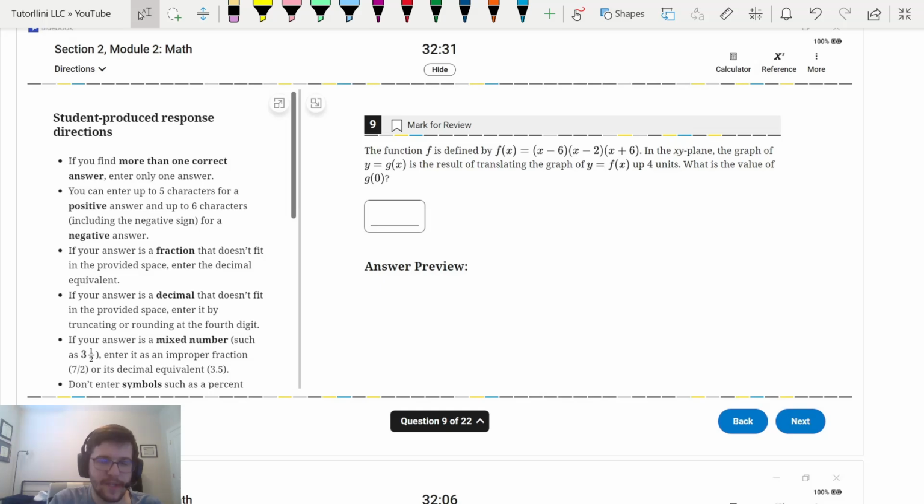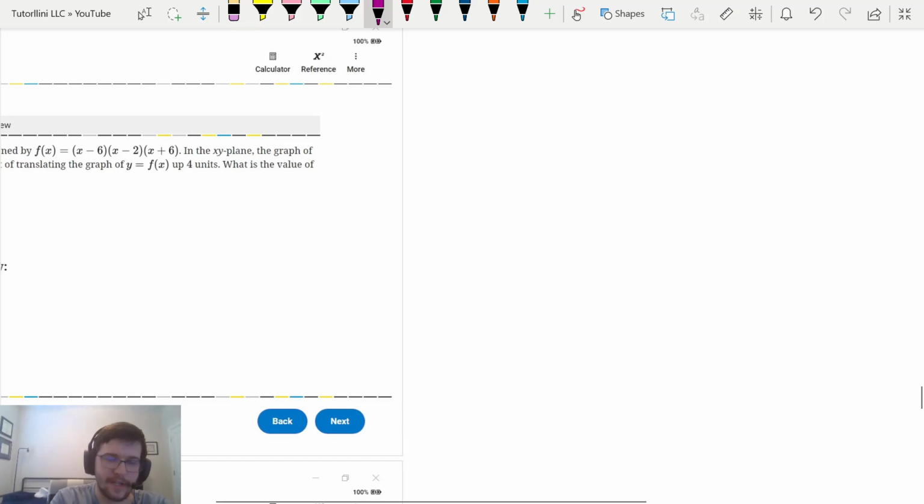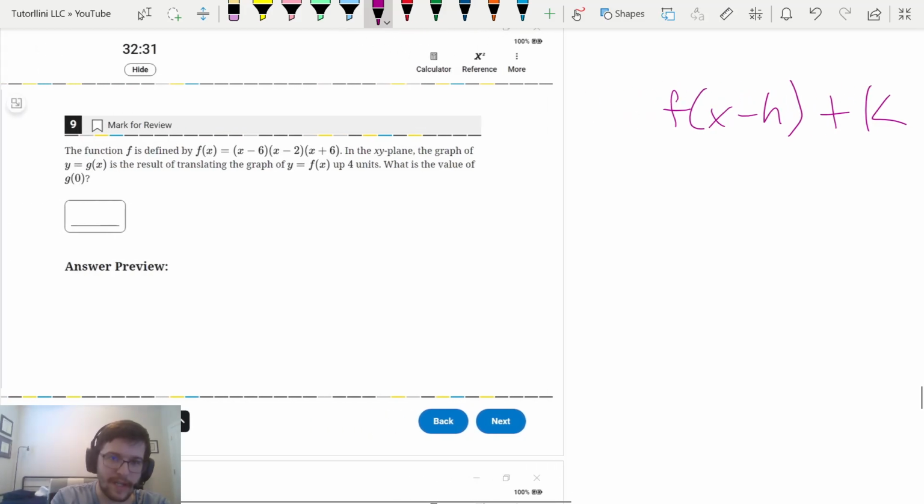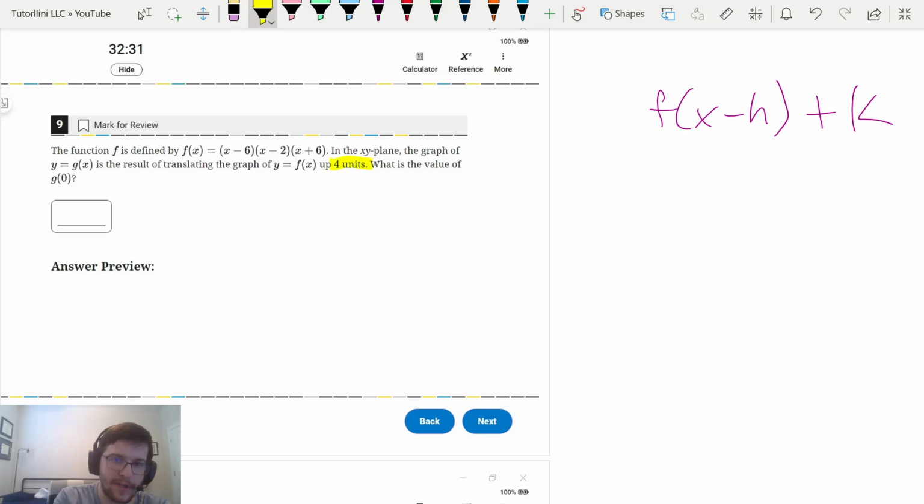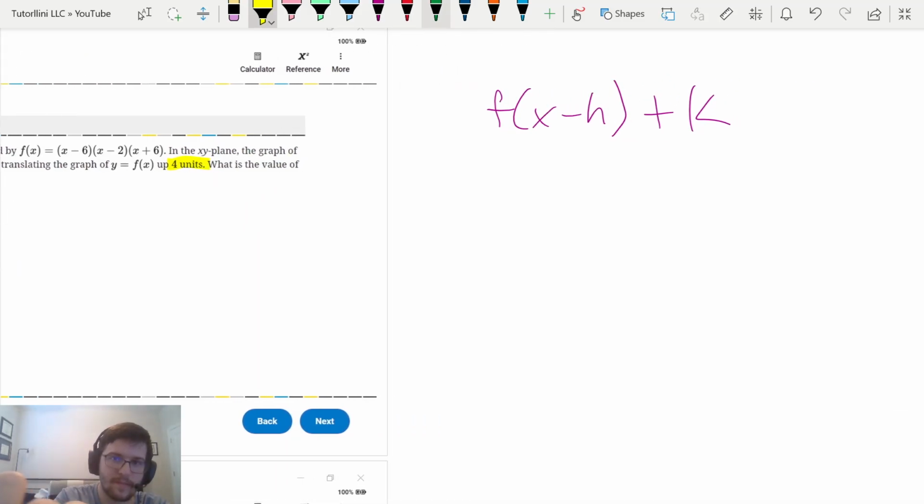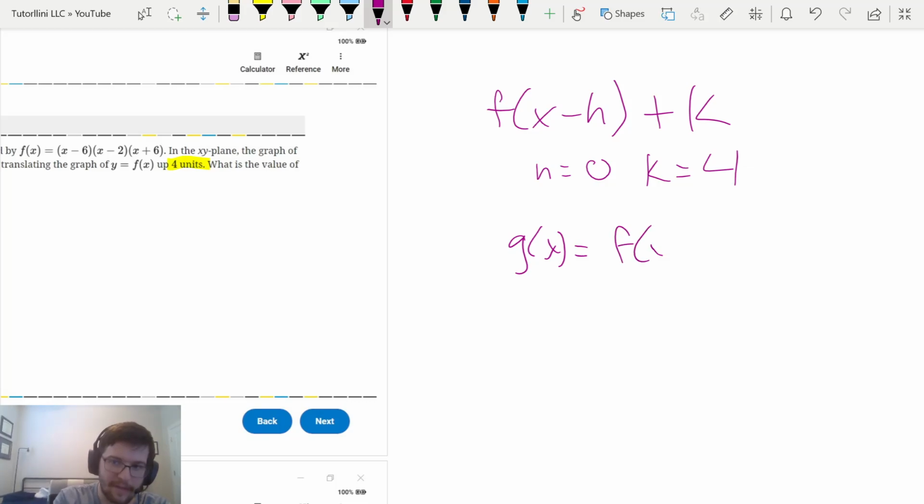Okay, there's a bunch of ways to do this one. Remember f of x minus h plus k. If we're moving something up 4 units, that means k is 4, and we're not moving it left or right at all, so h is 0. So g of x is equal to f of x plus 4 because k is 4.